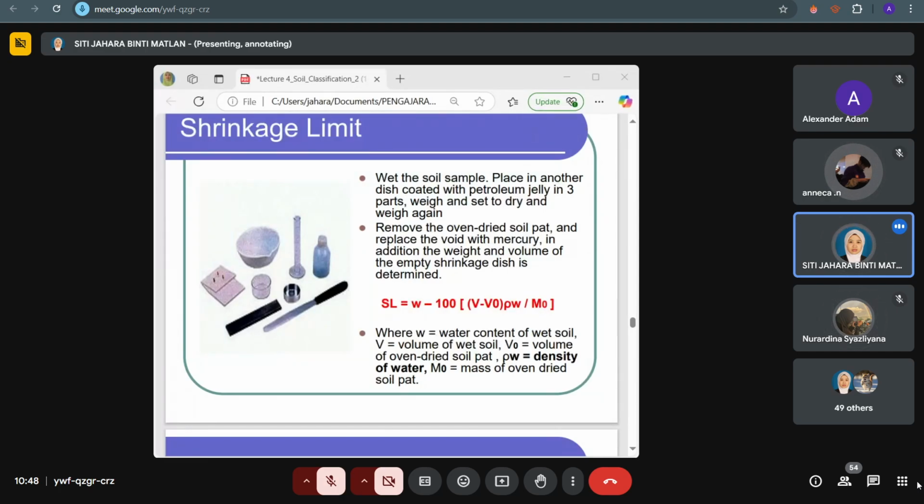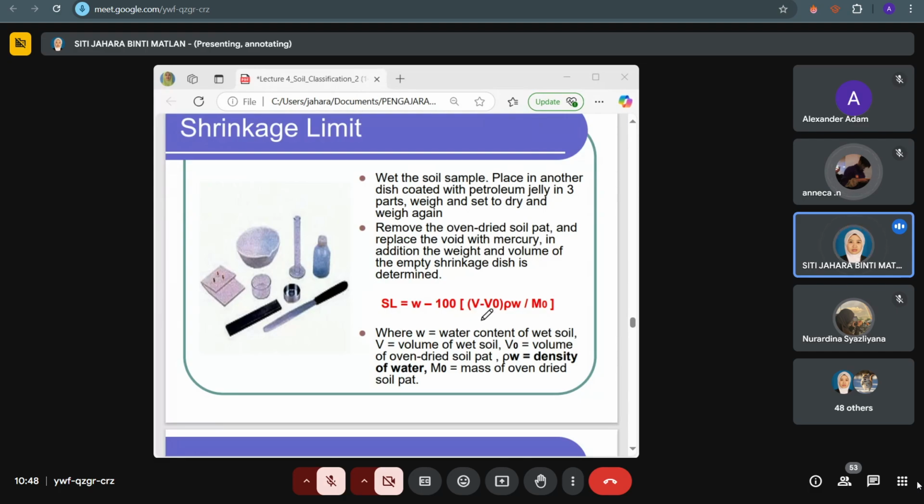Okay, so the formula for shrinkage limit is as you can see in the slide: SL equals w, the water content of wet soil, minus 100 times the volume of wet soil minus the volume of oven dry soil pad, multiplied by the density of water and divided by the mass of oven dry soil pad. We can use this formula to calculate the shrinkage limit based on the test conducted at the lab.